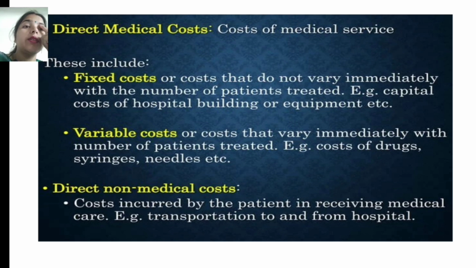Direct non-medical cost is the cost incurred by the patient in receiving medical care. An example is the transportation to and from the hospital.